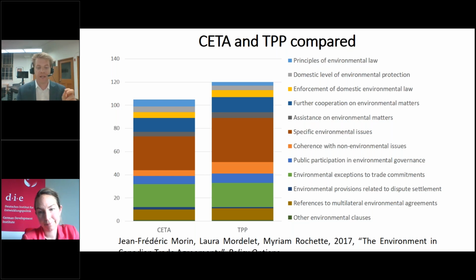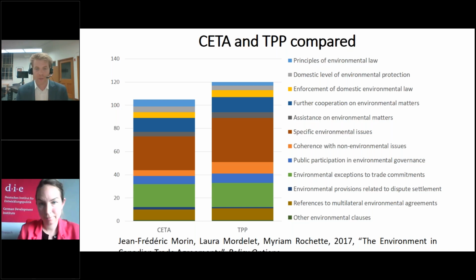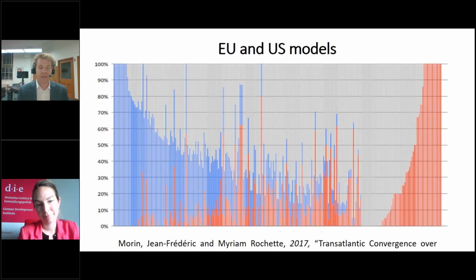But most of these environmental provisions are basically copy-pasted from earlier agreements. The only innovation in CETA is actually a provision on water, and the only innovation in TPP concerns subsidies for fisheries. That said, being innovative, I don't think it is the most important thing. I think what matters perhaps even more is replicating good ideas and innovative provisions from other agreements. And this slide here shows that there is still plenty of opportunity to copy good ideas from other countries.